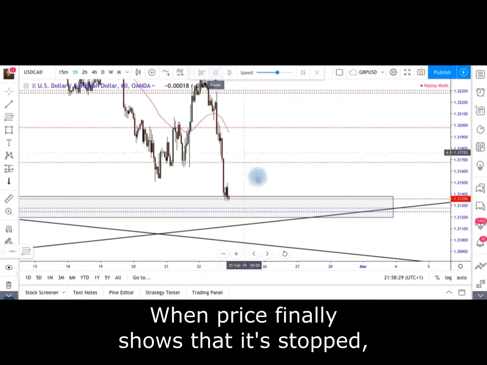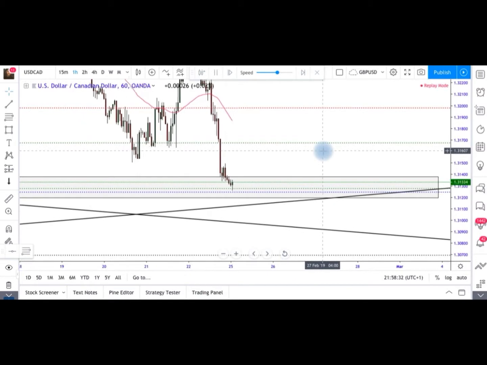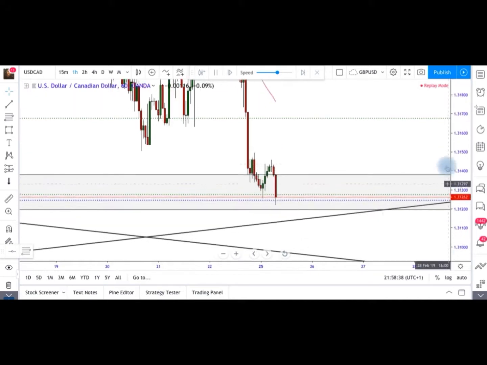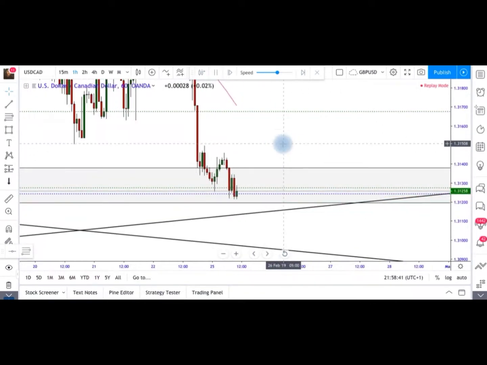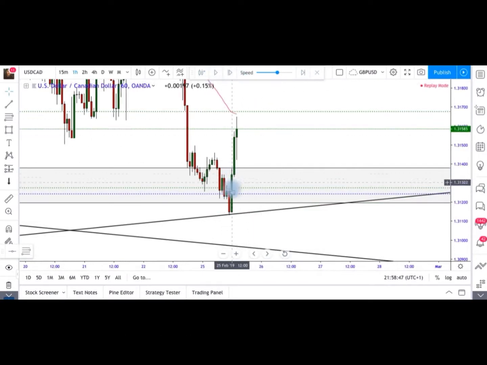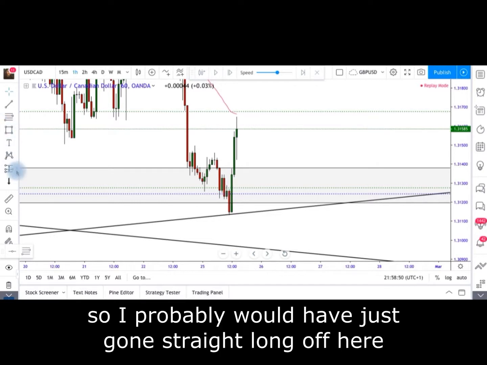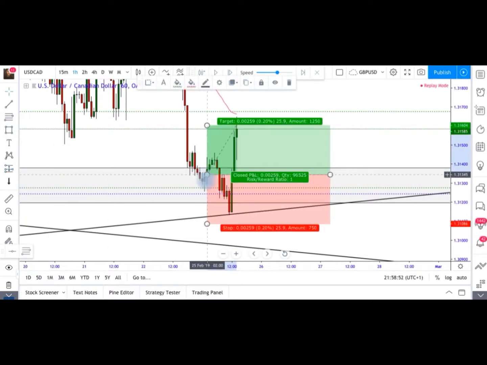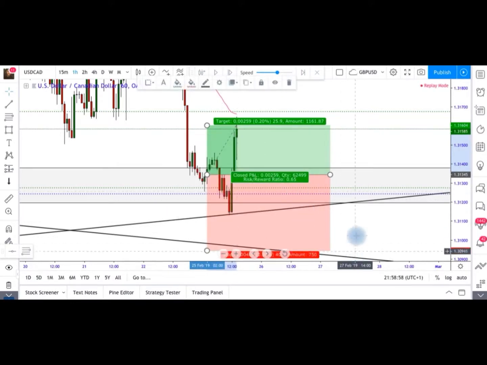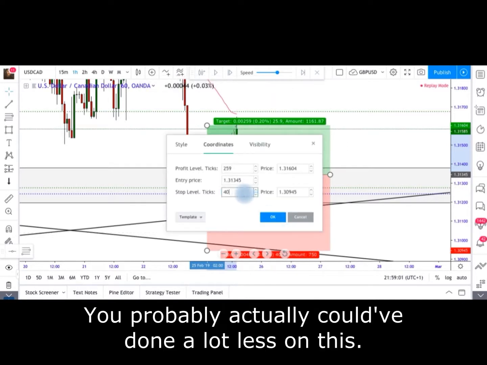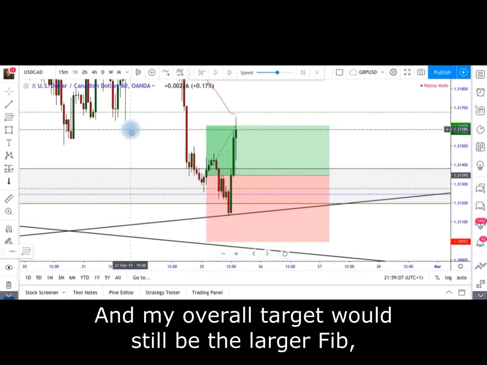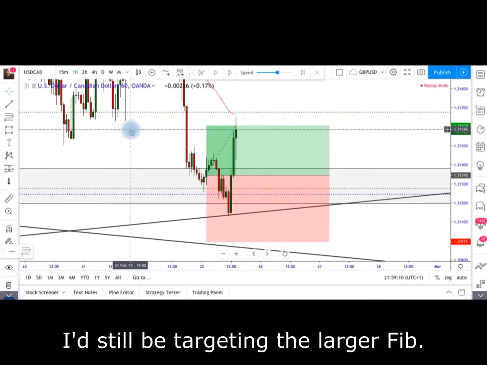When price finally shows us that it's stopped, we're looking for candlestick formations that are bullish. Now I actually really like this candlestick, so I probably would have just gone straight long off here and given myself enough space to breathe, maybe 40 pips. You probably actually could have done a lot less on this. And my overall target would still be the larger fib. So although this is a fib within a fib, I'd still be targeting the larger fib.